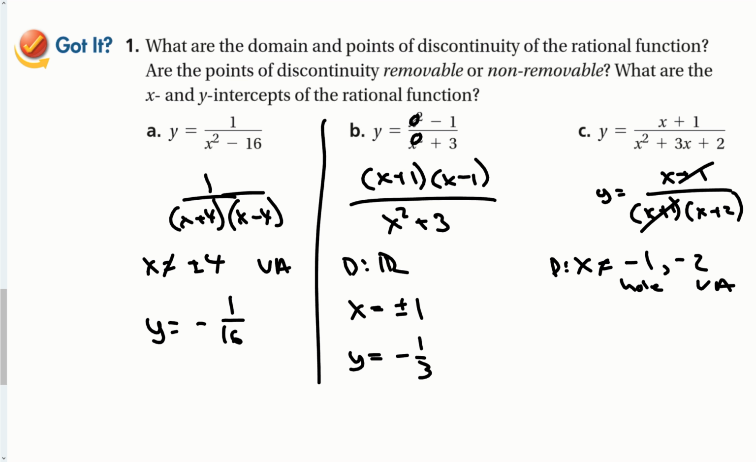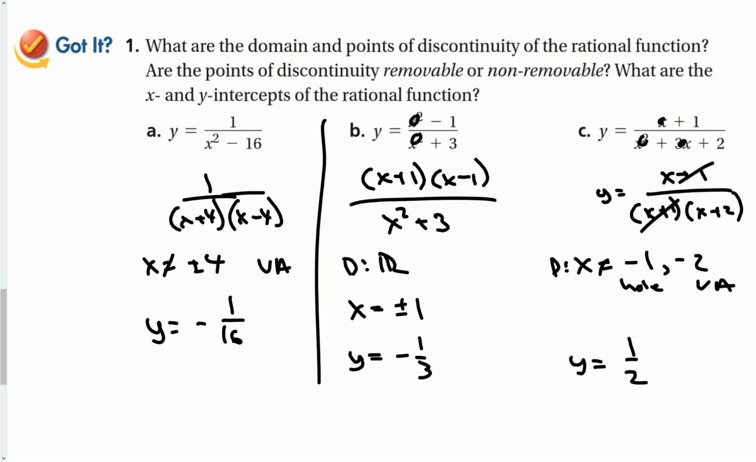And this at -1 is a hole in the function, so it can't be an intercept and a hole, it's a place where the function is not defined. So this function has no x-intercept, and the y-intercept, right, just plugging in 0 would be 1/2.